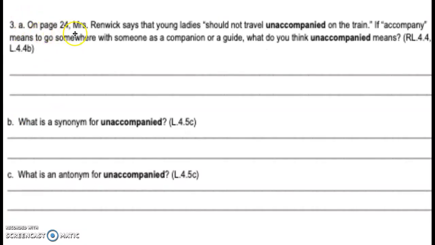On page 24, Mrs. Renwick says that young ladies should not travel unaccompanied on the train. If accompany means to go somewhere with someone as a companion or a guide, what do you think unaccompanied means? Please pause the video and write down your answer. Hit play when you're ready for the answer.